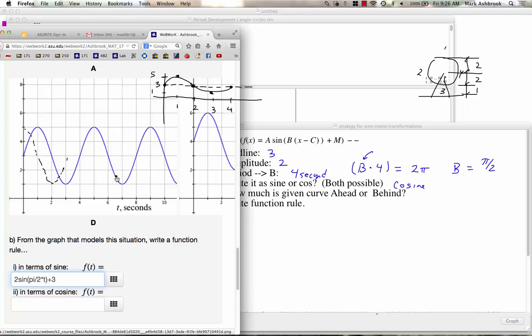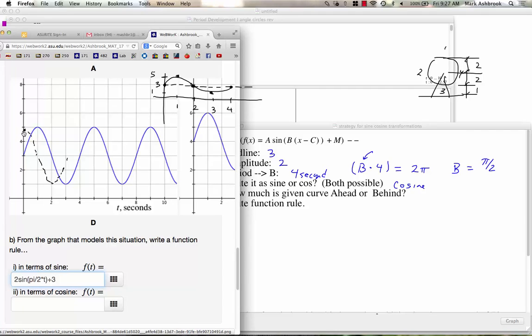When you're doing this ahead or behind thing, you never compare a cosine to a sine. Never compare a sine to a cosine. Always compare the graph you have, if you're trying to write it as cosine, to the cosine graph. And if you're trying to write the graph that you have as a sine, you're comparing it to the sine. Never compare cosine and sine. It becomes confusing. So we're going to compare the graph we're writing as cosine to a cosine without a shift.